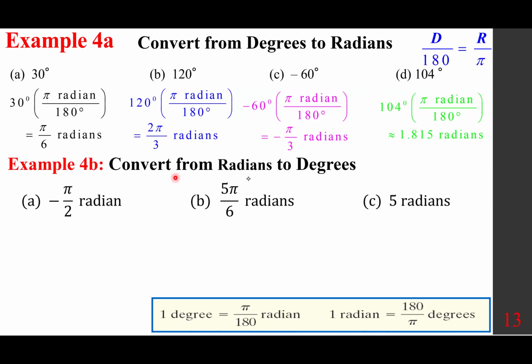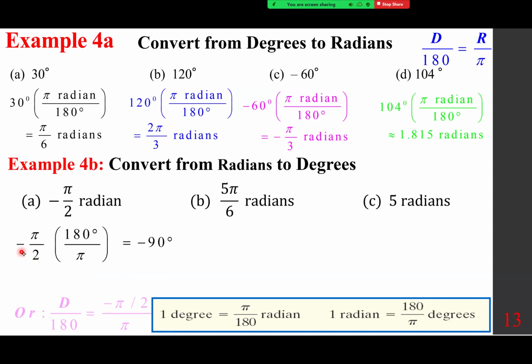Now, for B, convert from radians to degrees. So this time we're going to multiply by 180 over pi. For example, here clearly the pi's cancel each other. 180 over 2 is 90. Don't forget the negative sign, negative 90 degrees. Again, this is one of those common arcs. We should know that 5 pi over 6. Or as I mentioned, D over 180 is minus pi over 2 over pi. Either way, you should have no problem with that.